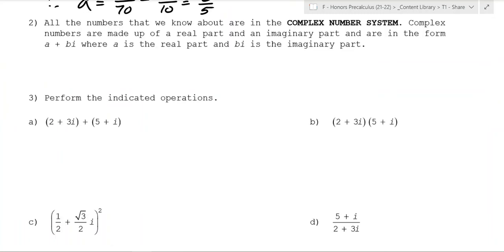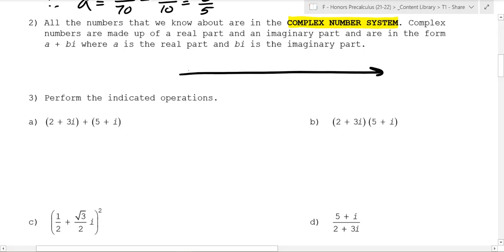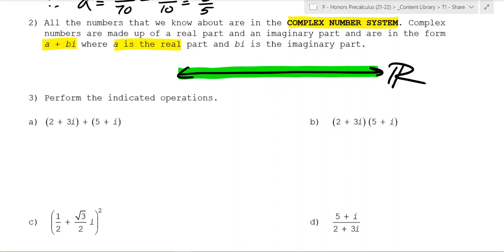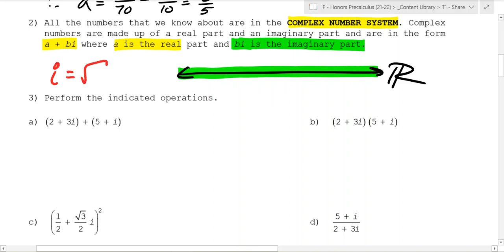What's really cool now is that we get to expand the type of numbers we look at to the complex numbers. Up until this point, all the numbers we've looked at are on the real number line. They all exist on this line. We're going to add a dimension called the imaginary axis. Complex numbers are made up of a real part and an imaginary part, and they are in the form a plus bi, where a is the real part and bi is the imaginary part. The definition of i is the square root of negative 1. You need to memorize that and know that.